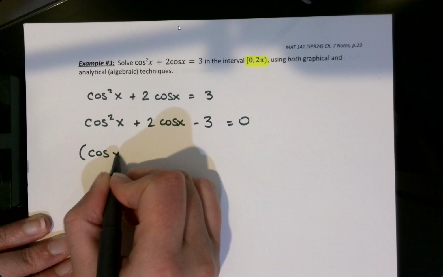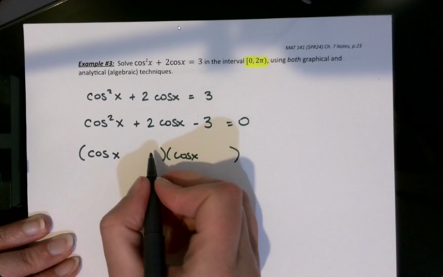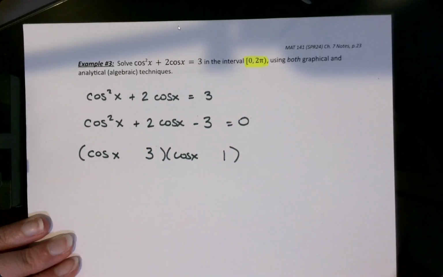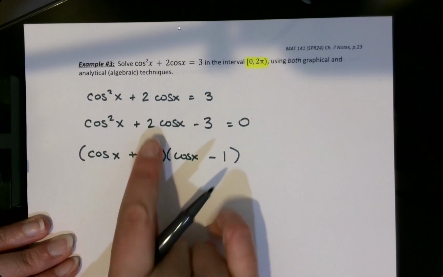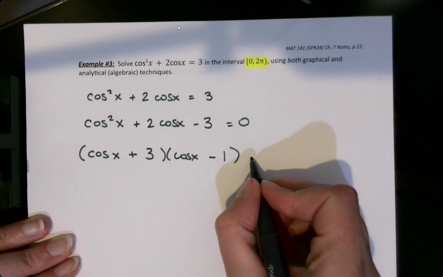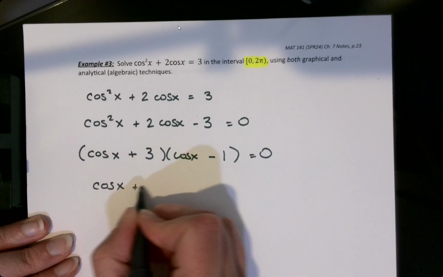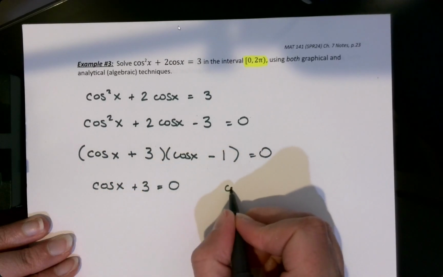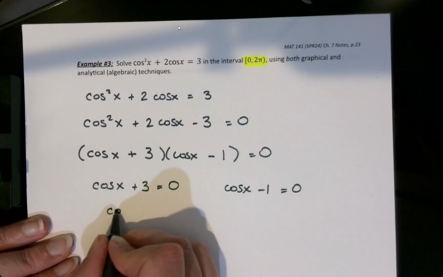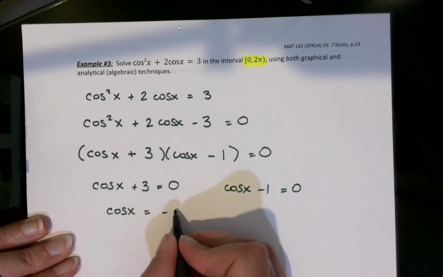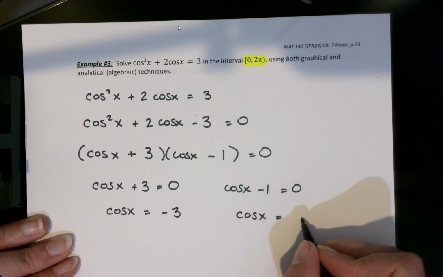So I'm going to factor this into cosine x. We need cosine x. And then I need to multiply to 3 and add to 2. So we're going to use 3 and 1. I need it to be a positive 3 and a negative 1 so that those add to a positive 2 and multiply to a negative 3. Then we're going to set each factor equal to 0. So cosine x plus 3 equals 0 and cosine x minus 1 equals 0. If we subtract the 3 over, cosine x is equal to negative 3. If we add the 1, cosine x is equal to positive 1.